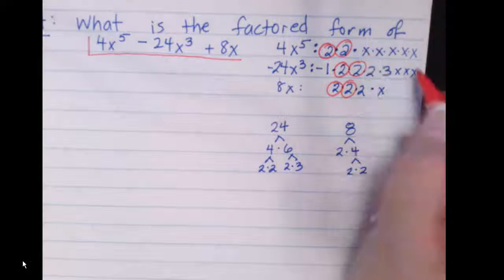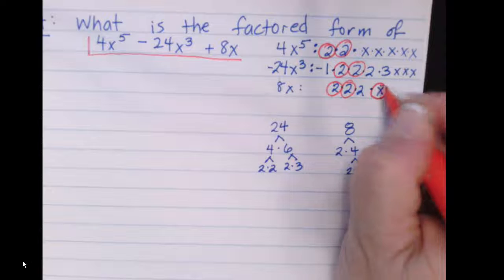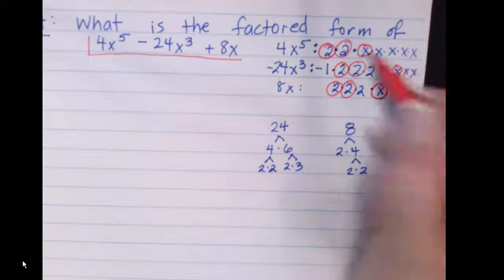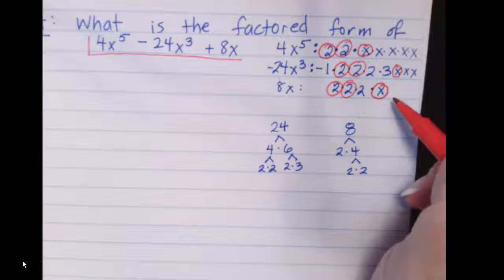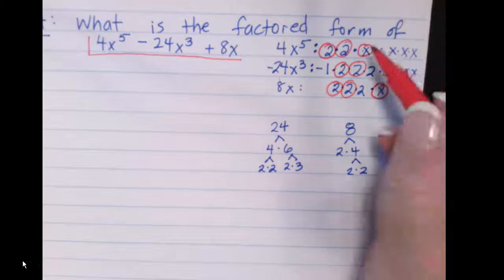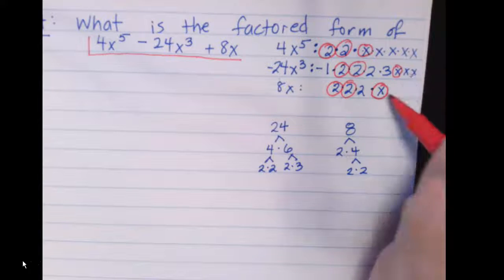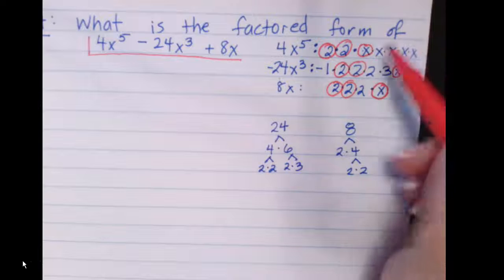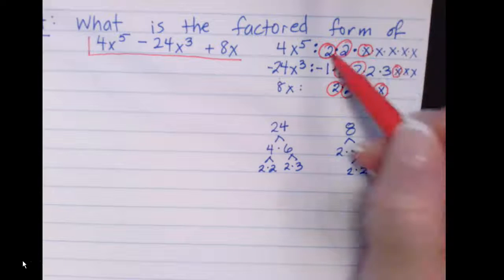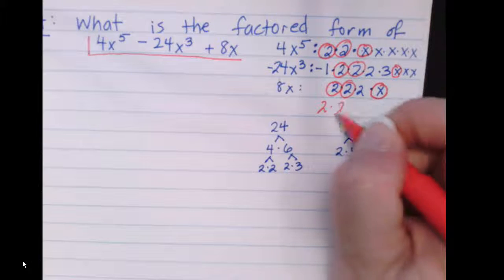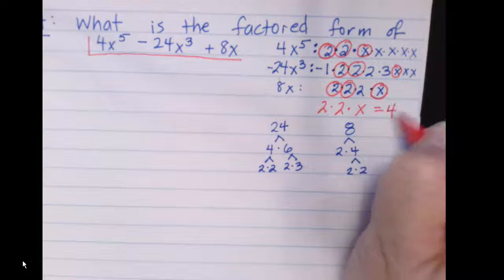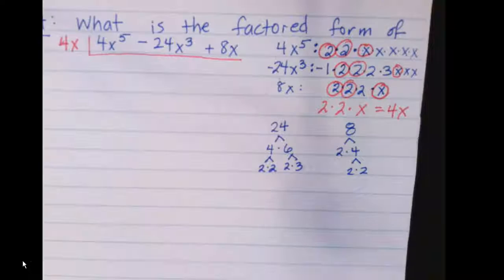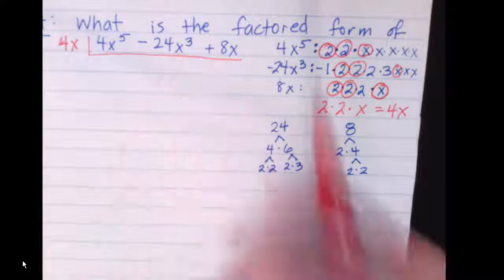Now looking at my x's, the lowest power is 1. So they all do have x to the first power as part of the GCF, and there's no more x's here. So to know what the GCF is, the greatest thing that goes into all 3 of them, I can just multiply these 3 things that I have circled. And so now I've got my GCF. And that's what I'm going to divide out of each term.